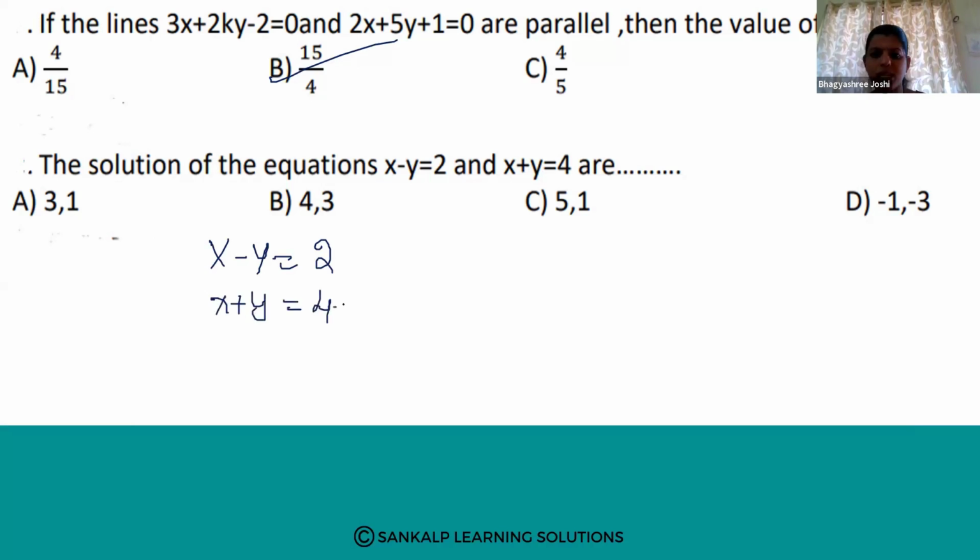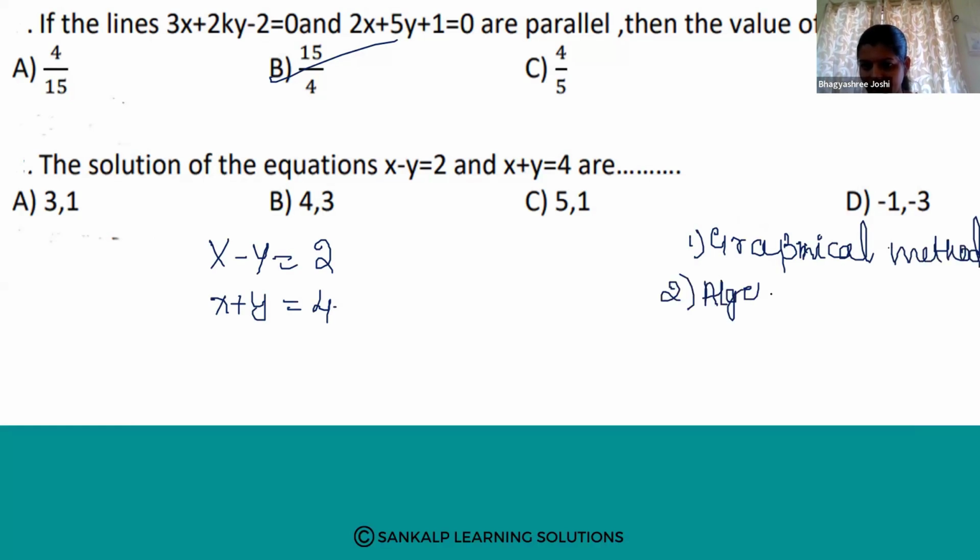Okay. So in this chapter, in order to find out the solutions, we will have two methods. Remember, in order to find out the solutions for a pair of linear equations, we will have two methods. One is graphical method. Another one is algebraic method. Remember, algebraic method.